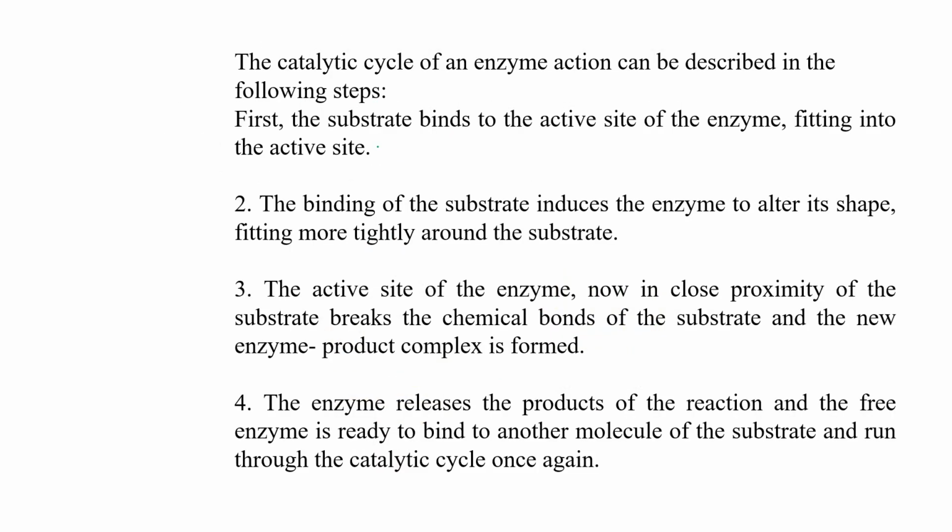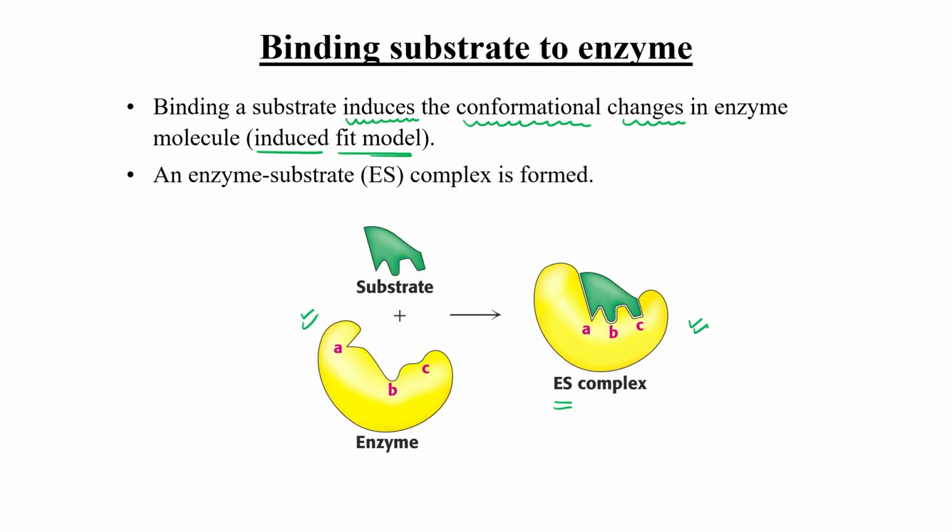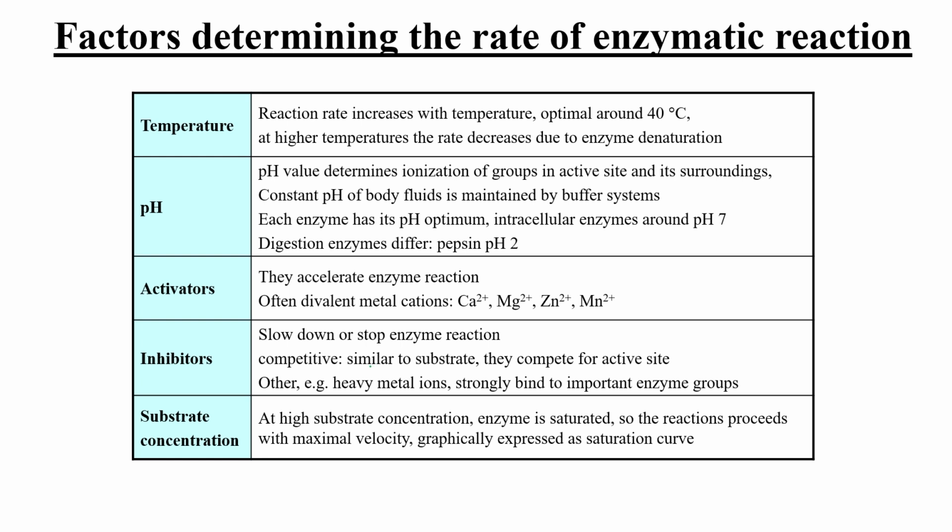That's why it is written here that first the substrate binds to the active site of the enzyme, fitting into the active site, and binding of the substrate induces the enzyme to alter its shape, fitting more tightly around the substrate. The active site of the enzyme, now in close proximity to the substrate, breaks the chemical bond of the substrate, and the new enzyme-product complex is formed. This is how the whole process goes. Now there are some factors which determine the rate of enzymatic reaction, like temperature.